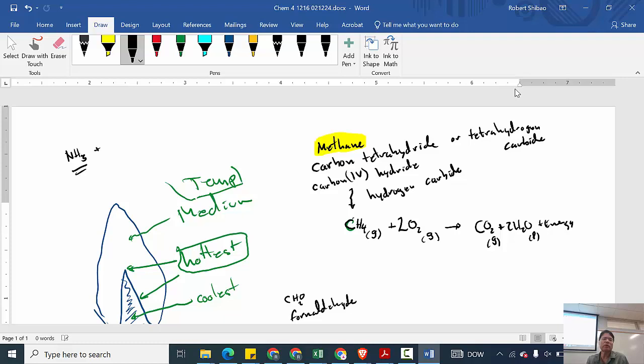But the problem is when you burn ammonia with air, we're going to form not oxides of carbon. What are we going to form? Oxides of nitrogen. There are lots of them, and so we call them NOx. Have you heard of NOx? Oxides of nitrogen? Diesels spit out a lot of NOx.